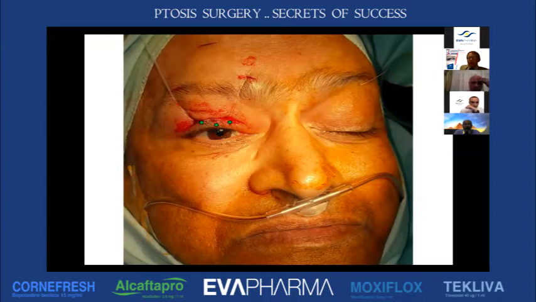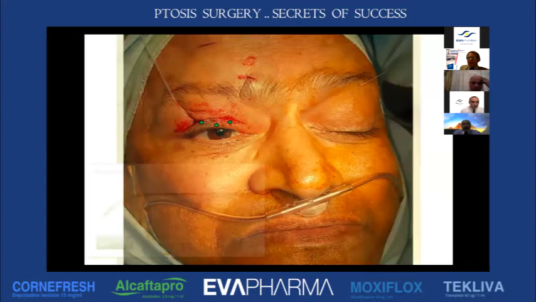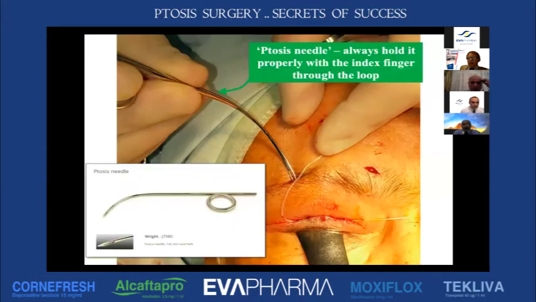You can put more in if you like to, or if you have a redo. I tend to use 3, and I use a 6-0 absorbable suture. And then, of course, we have to use the right ptosis needle. And you can see this here. And it's very important, if you haven't used one before, to make sure that you have your index finger, or as we call it, the forefinger, through this part of the loop.